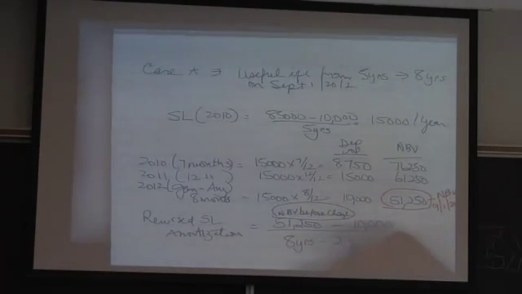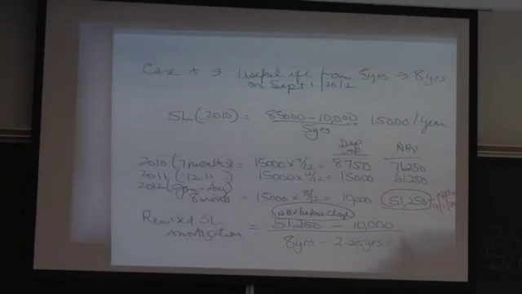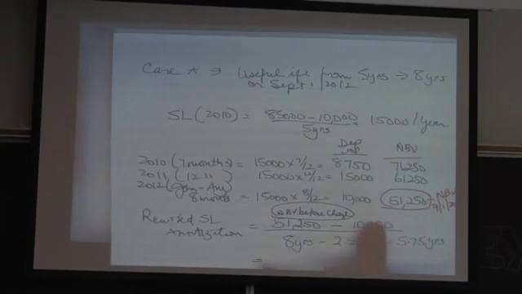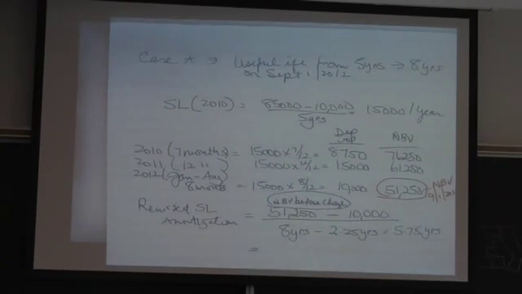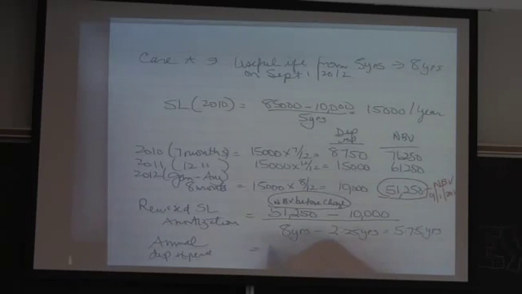So the remaining life is 5.75 years. Now you could convert this into months, but again, you don't have to. So take the 51,250, subtract the residual, divided by 5.75 years to give you the annual depreciation expense of $7,173.91 per year.